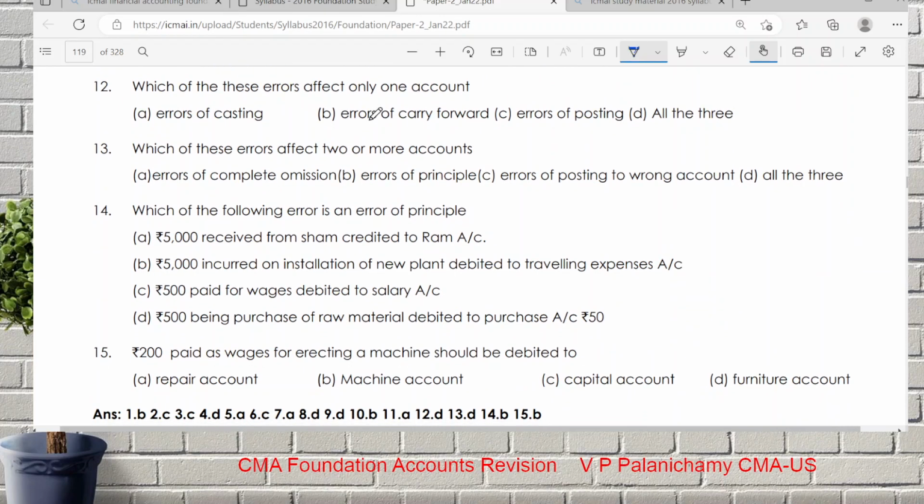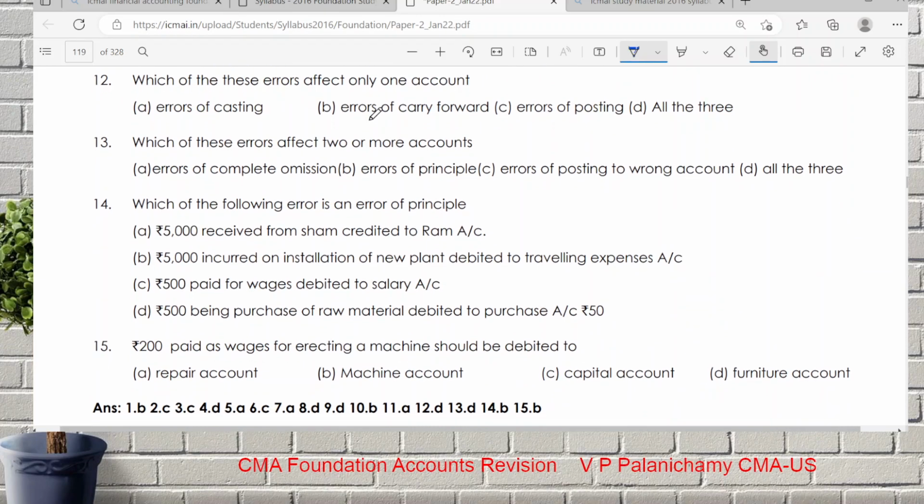Next. Which of these errors affect only one account? All the above. Which of the errors affect two accounts? Complete omission, both debit and credit. Error of principle, both debit and credit. Posting in wrong account also affects both debit and credit. Answer is all the three.